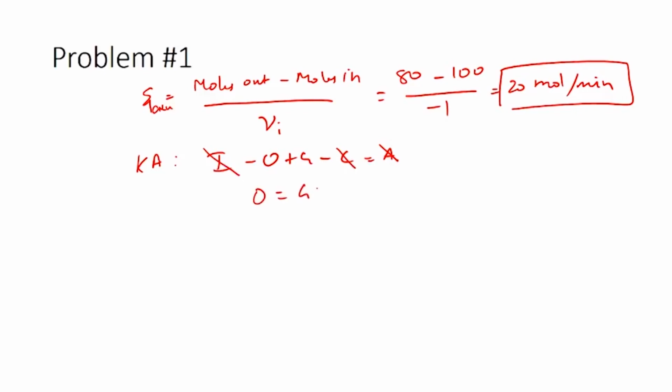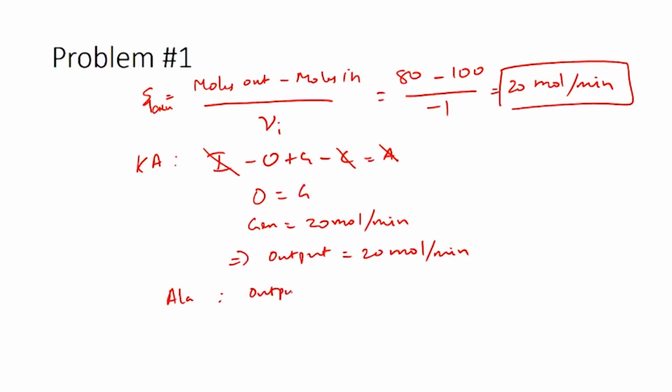So, using stoichiometry, for every mole of glutamine consumed, 1 mole of ketoglutamic acid is produced. So, this would mean that generation would be equal to 20 moles per minute. So, this would also be the output term. So, output would be 20 moles per minute. Similarly, for alanine, the output would be 20 moles per minute.